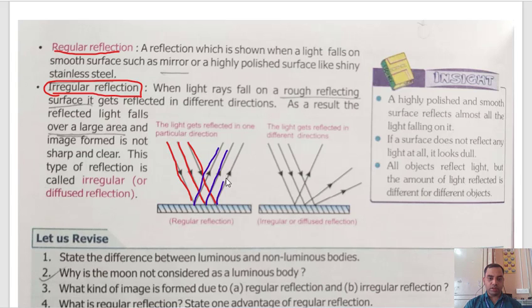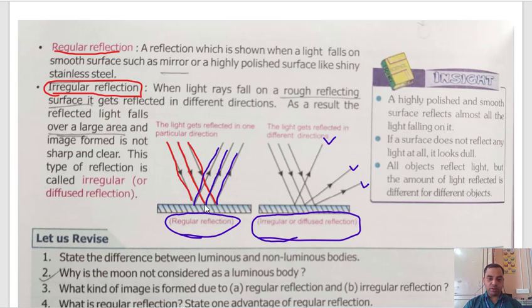Okay, these are the reflected rays. Now, if you see this regular reflection, the incident rays are parallel to each other, and the reflected rays are also parallel to each other. But if you see this one, the irregular reflection, only the incident rays are parallel to each other, but not the reflected rays. Okay, this is the main difference between regular and irregular reflection.